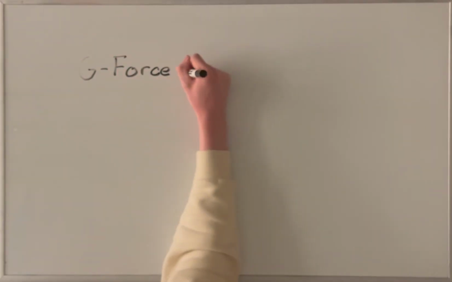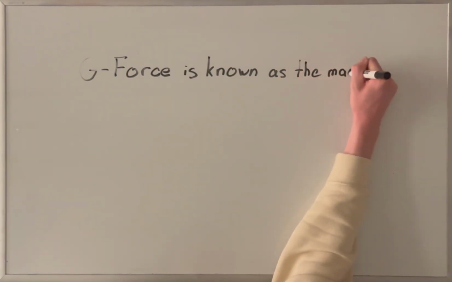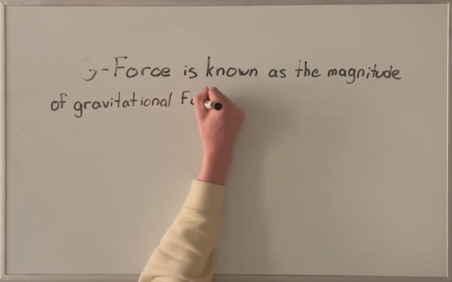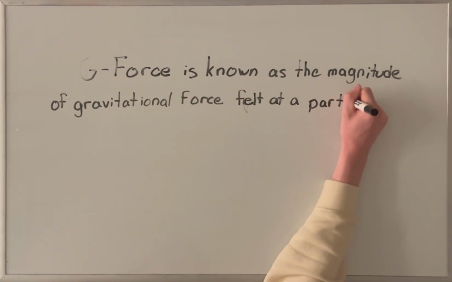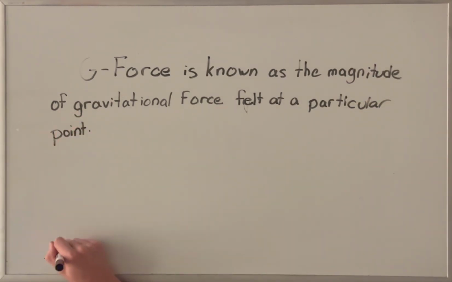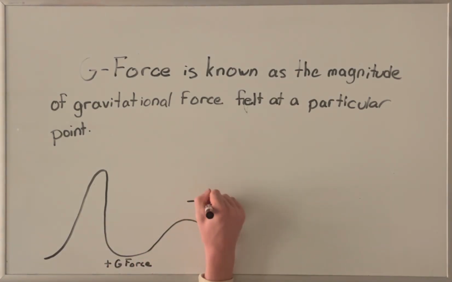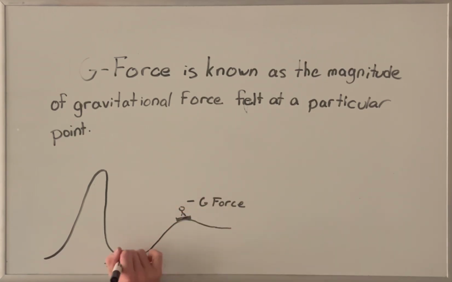Okay, on to the next topic. G-force. G-force is known as the magnitude of the gravitational force that your body feels at any point on a roller coaster. It's not actually the gravitational force, it's just the measure of weight that your body feels at a certain point. So as you hit this trough underneath a hill, your body's going to feel pushed down more, so you're going to have a positive G-force.